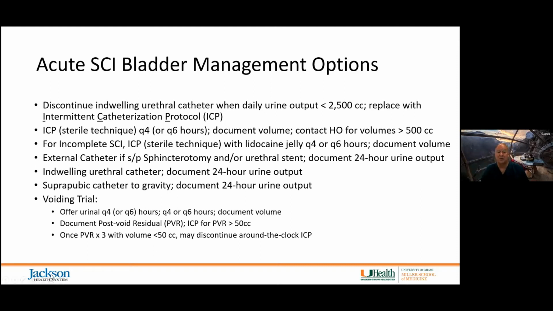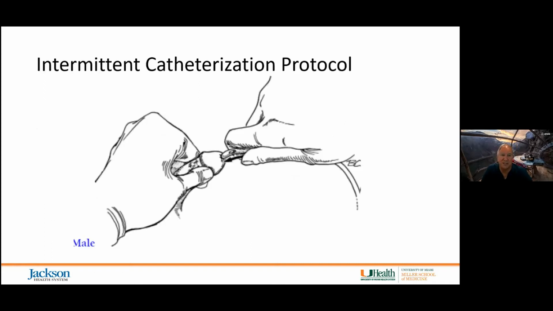infection. So once I've seen PVRs 3 times with volumes less than 50 cc's, then I will discontinue the intermittent catheterization protocol until such time as I see an increased reflex activity occurring. So either the presence of a bulbocavernosus reflex and/or significant reflexes at the knees and ankles. At about that time, I'm also going to start to have external sphincter and detrusor concomitant reflex activity that could generate high pressure volumes again.